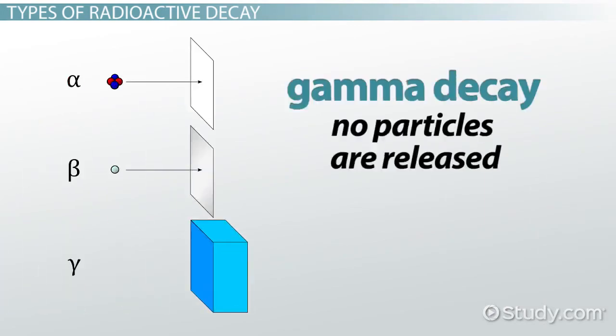In gamma decay, no particles are released, but the isotopes formed by alpha and beta decay still have too much energy. The energy is released as gamma rays. These rays penetrate the farthest and can even go through a foot of concrete. Gamma rays are very damaging to human beings.